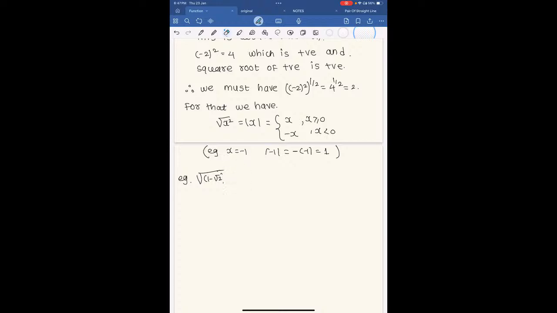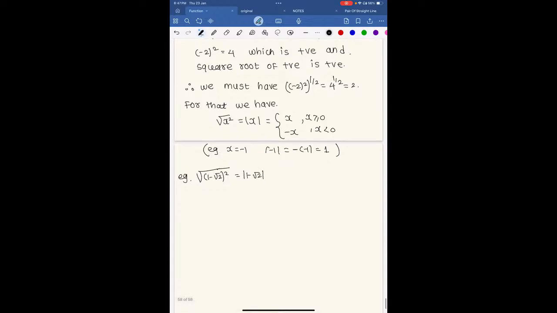So we can write it as, using the definition we saw above, root of x square is nothing but modulus of, modulus of 1 minus root 2. What is the modulus of 1 minus root 2? Modulus is always a positive quantity and 1 minus root 2 is less than 0. So its modulus, since it is less than 0, will be minus in brackets (1 minus root 2), which is nothing but -1 plus root 2. So we can write it as root 2 minus 1. So square root of (1 minus root 2) square is root 2 minus 1.